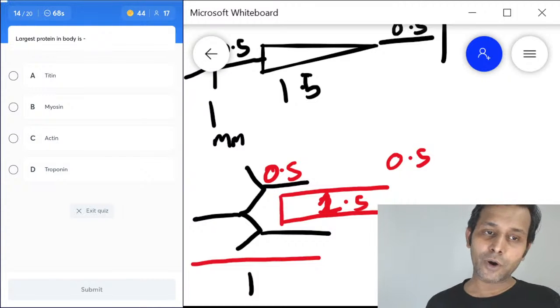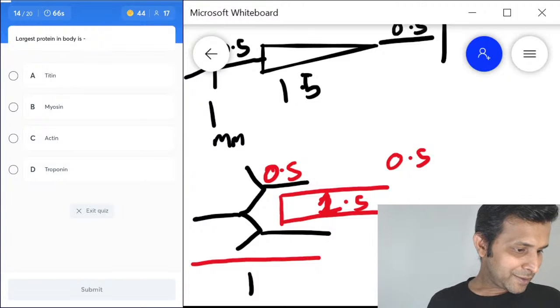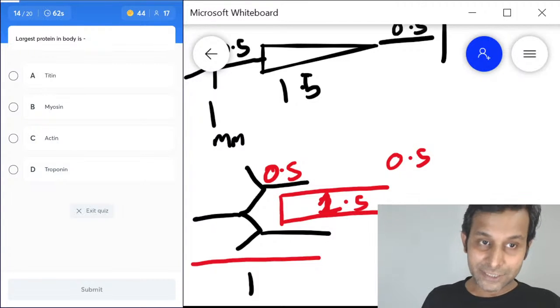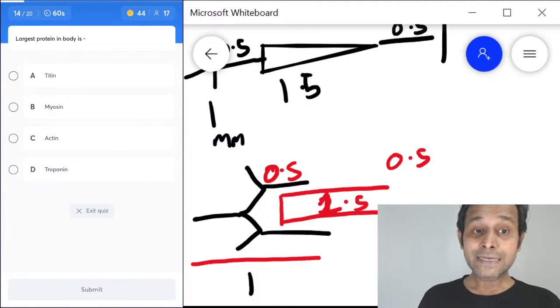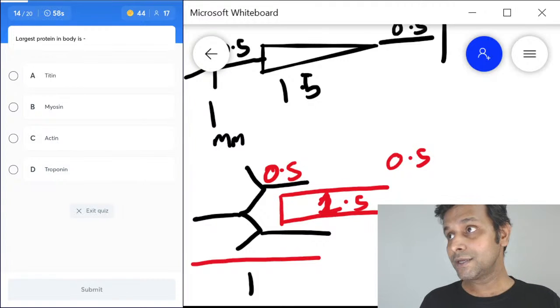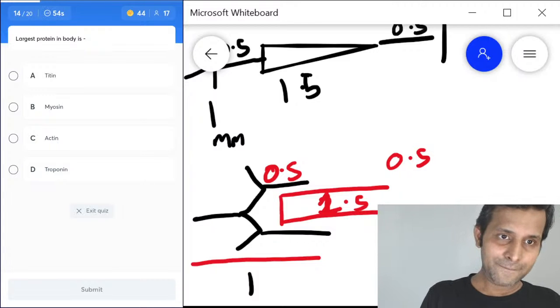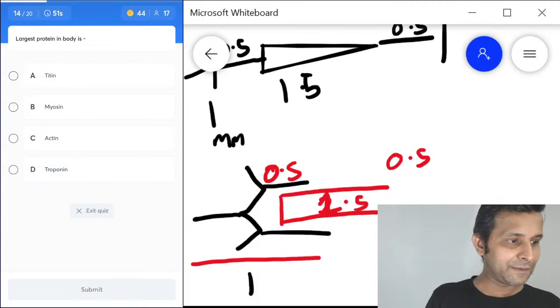Largest protein in human body is, very simple question. Largest protein in human body is A, titin, B, myosin, C, actin, or D, troponin. Very simple question and very simple answer.